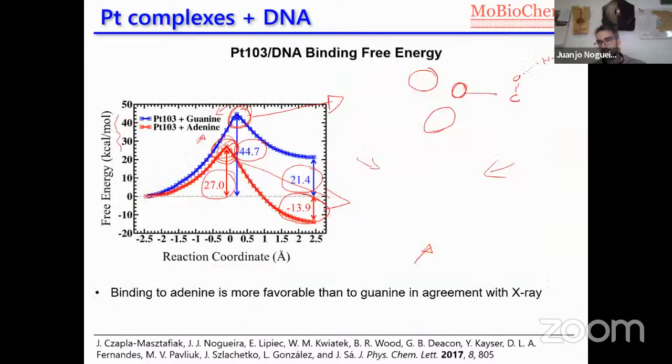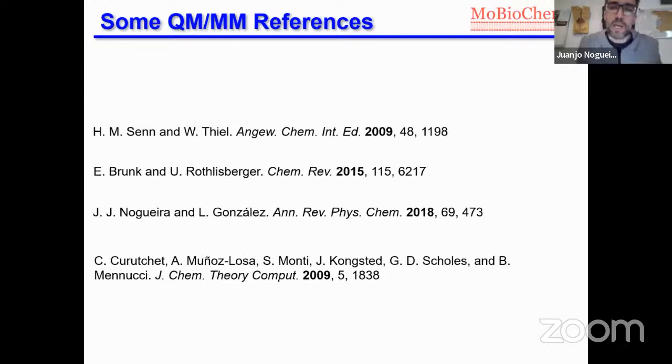Now that we know that QM/MM is necessary on many occasions, let's have a look at the theory behind the QM/MM approximation. There are many good books and review papers about QM/MM. But just to start, if you are a beginner in the QM/MM world, I would suggest these four papers, which are very nice for understanding how QM/MM works. But as I said, there are many more.